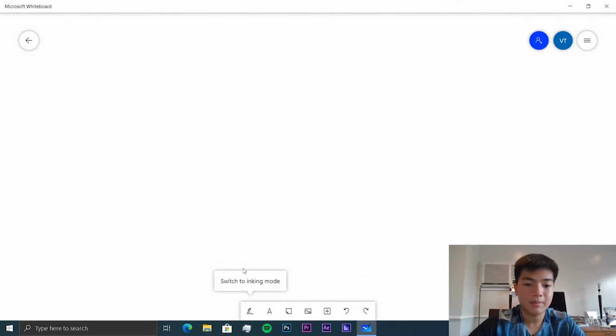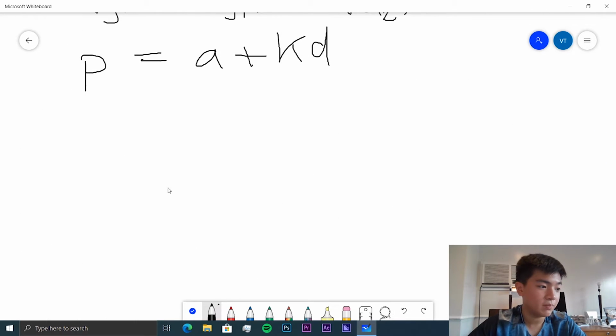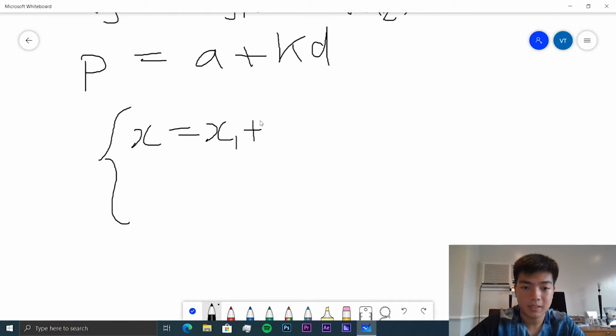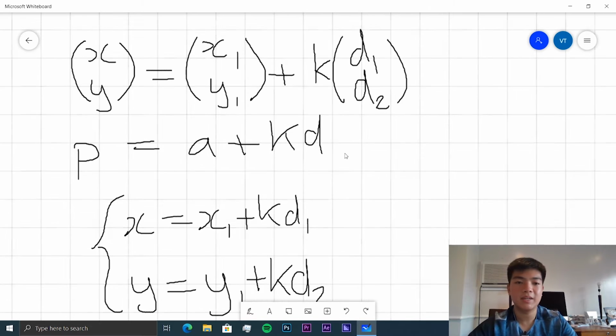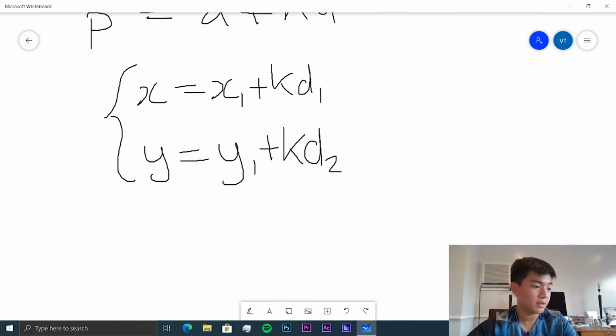Next, we need to talk about the parametric form, which is where we split it into x and y components. So this will be like x is equal to x1 plus kd1, and y is equal to y1 plus kd2. As you can see, this is just splitting the vector into its individual components.